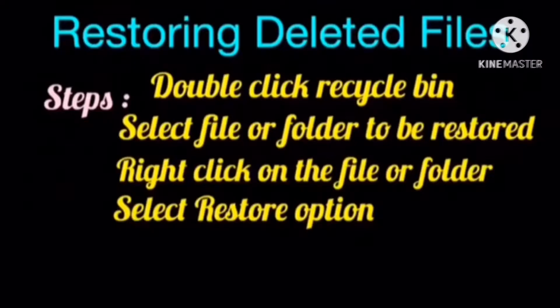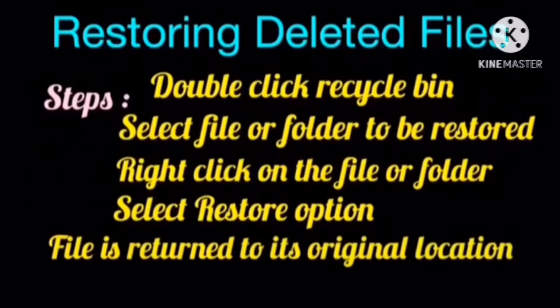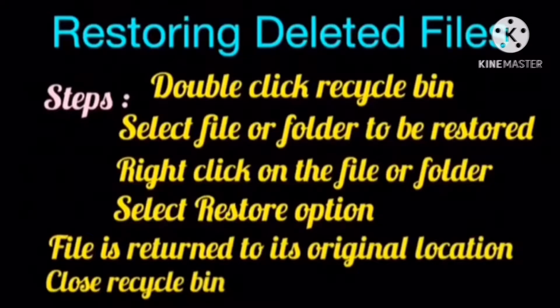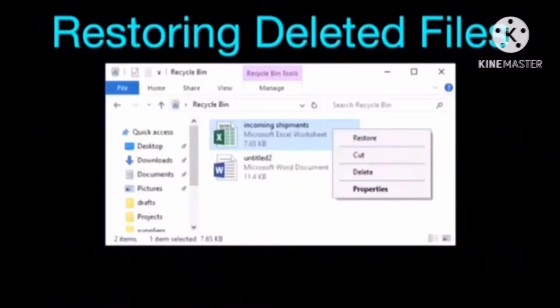Once you click on restore option, the file will move to its original location. And now you can close the recycle bin. First you have to double click the recycle bin, select the file or folder which you want to restore. Then you have to right click on the file or folder, select the restore option. The file will go back to its original position.